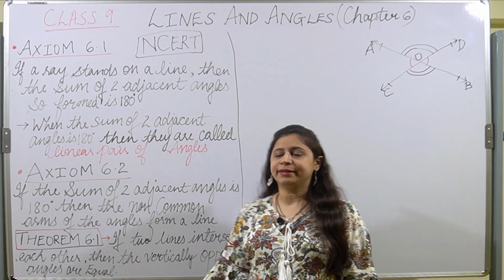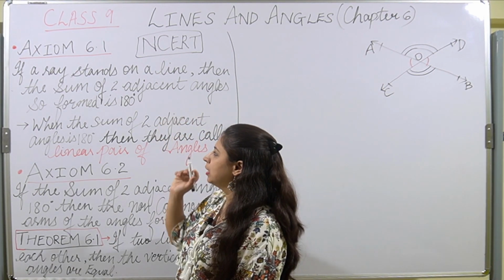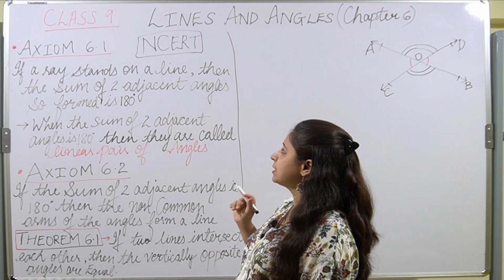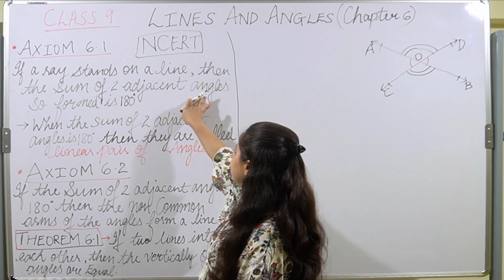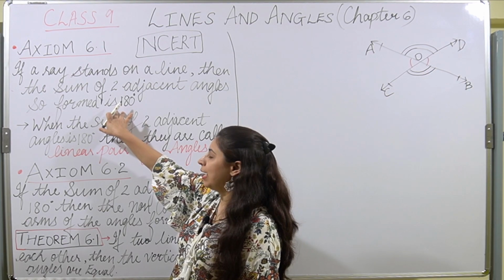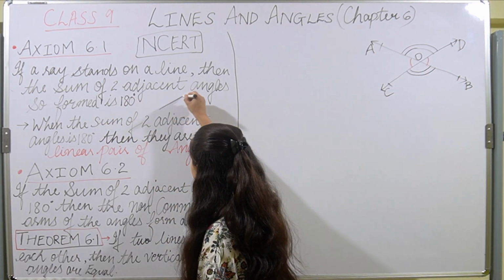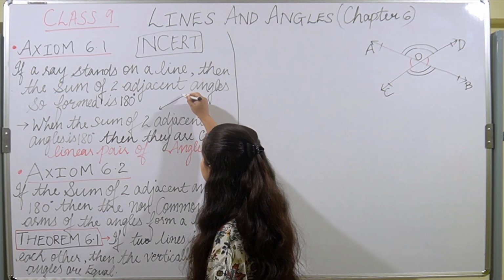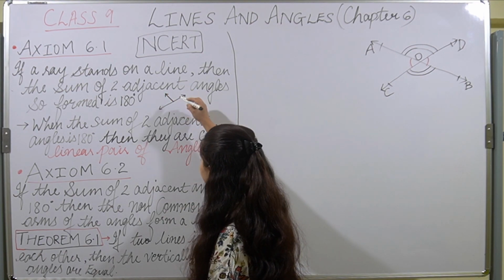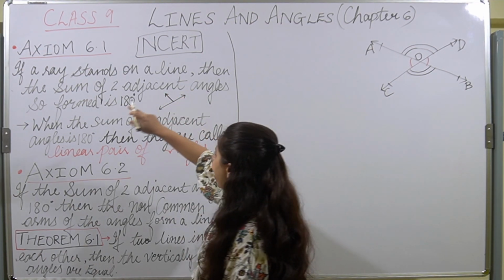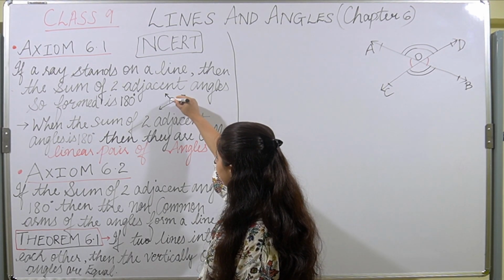Hello friends, let us move on to the axioms. So axiom 6.1 says, if a ray stands on a line, then the sum of two adjacent angles so formed is 180. Suppose a line is this, and a ray stands on the line, suppose this is a ray, then the angles formed are these.